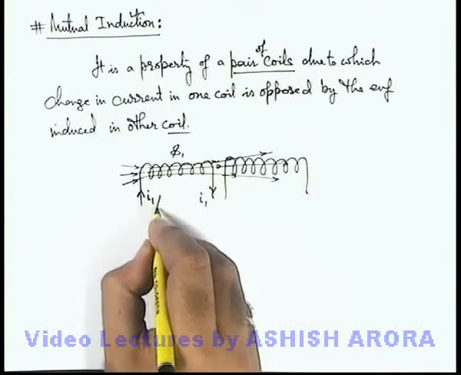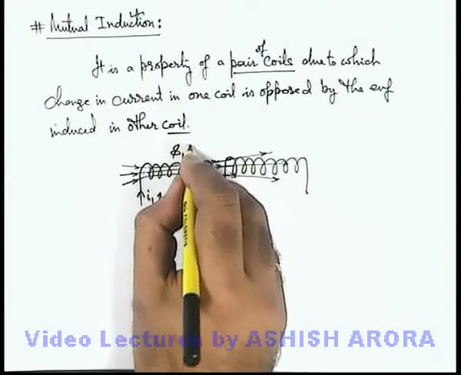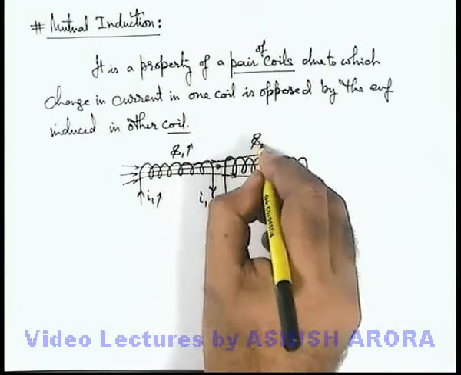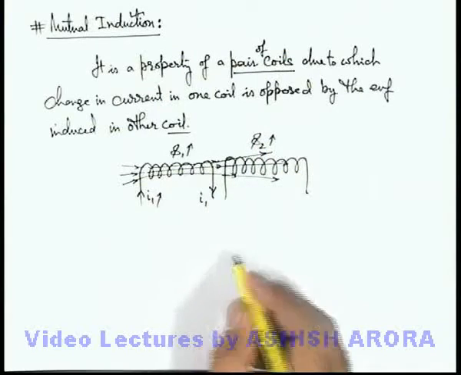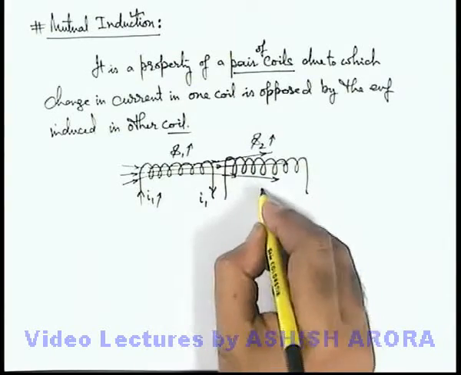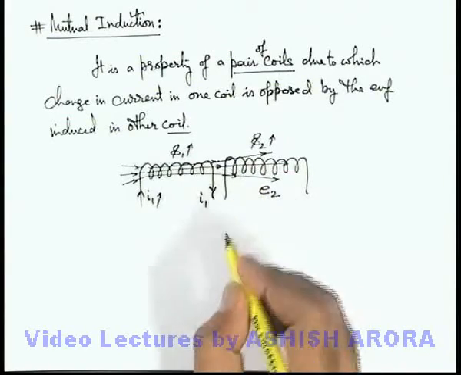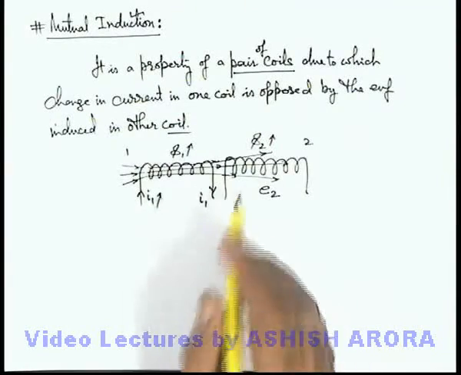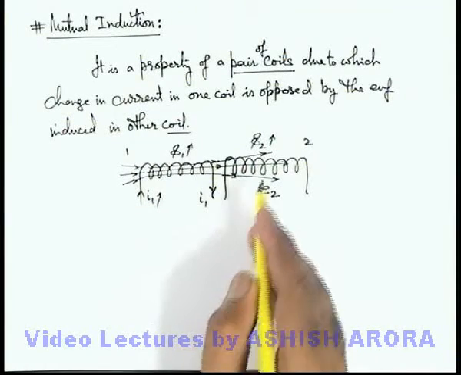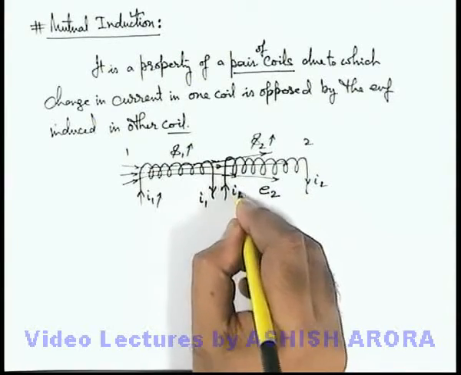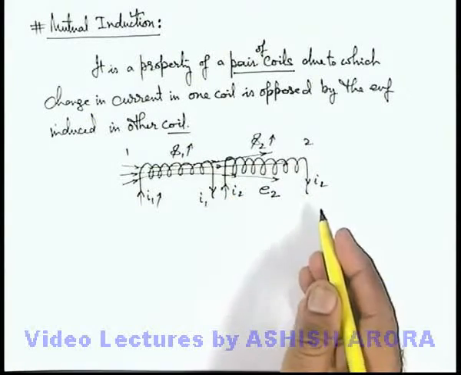If I1 increases, we can say phi1 increases, then the flux which is linked with the second coil, which is phi2, will also increase. And if flux passing through the second coil increases, an EMF E2 will be induced in the second coil. Say we name this coil as 1, this coil is 2. And due to E2, for the circuit with which the coil is connected, a current I2 starts flowing. I2 may be in any direction.